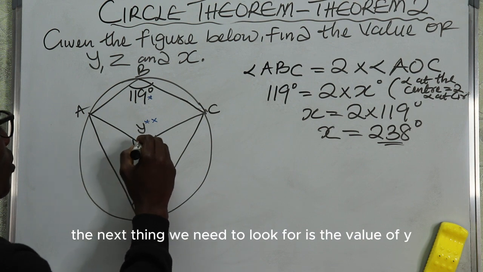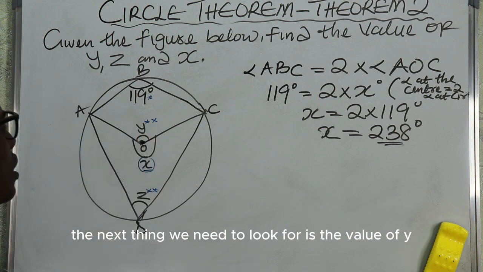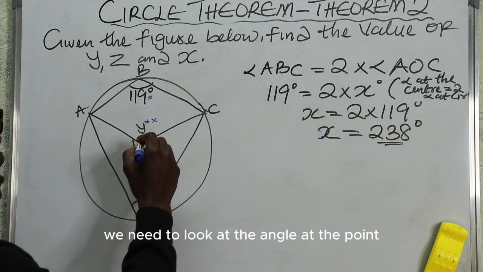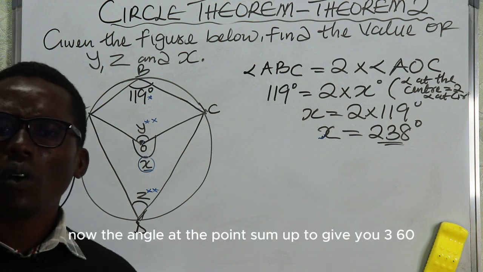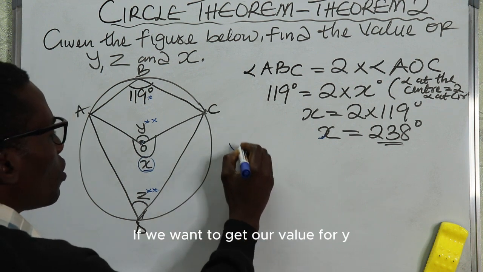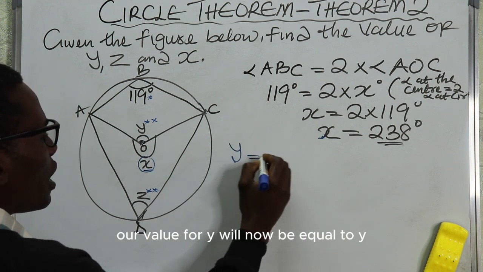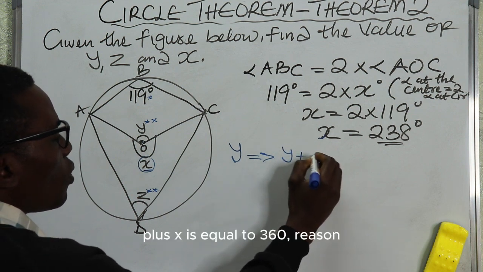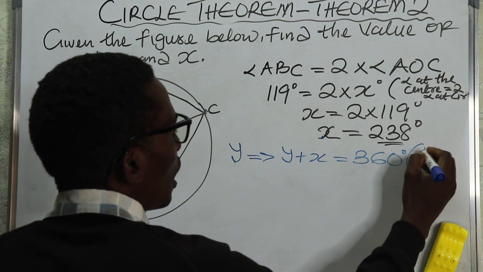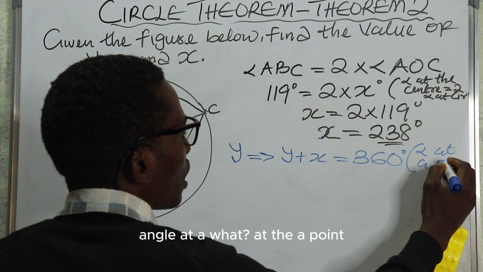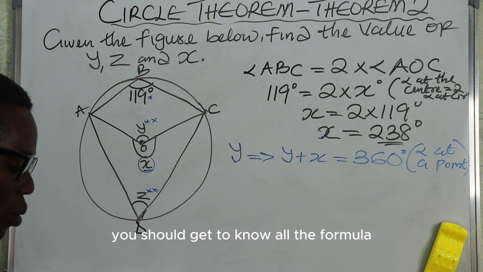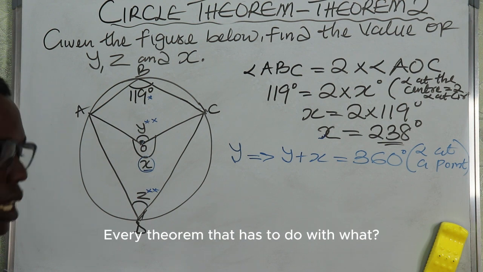Having gotten x, the next thing we need to look for is the value of y. Now to get the value of y, we need to look at the angle at the point. The angles at a point sum up to 360. So what does that tell us? Our value for y will be: y plus x equals 360. Reason: angles at a point. That is why you should get to know all the formulas, all the theorems that have to do with angles and lines.